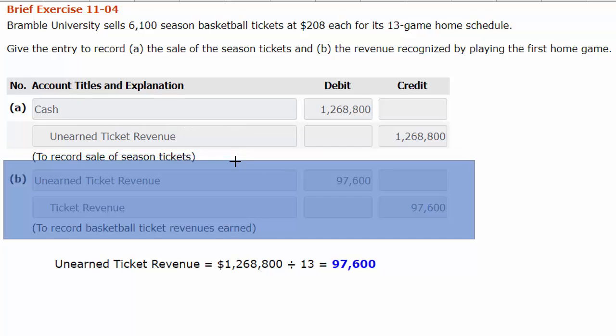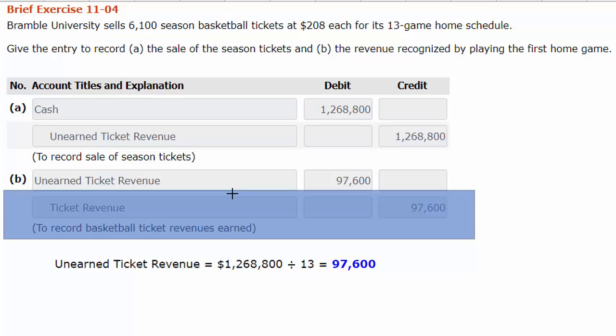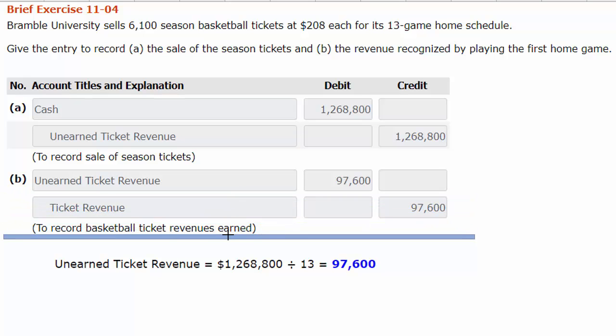Then, we play our first home game. Oh, by the way, that was to record the sale of the season tickets. And then after we have one home game, we record this entry. At this point, I can just eliminate our little box. We're going to debit or decrease unearned ticket revenue by $97,600.